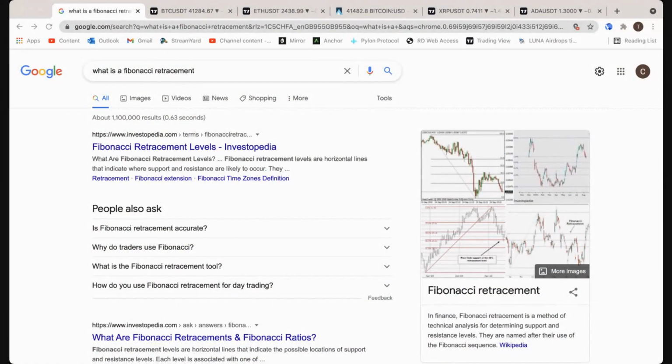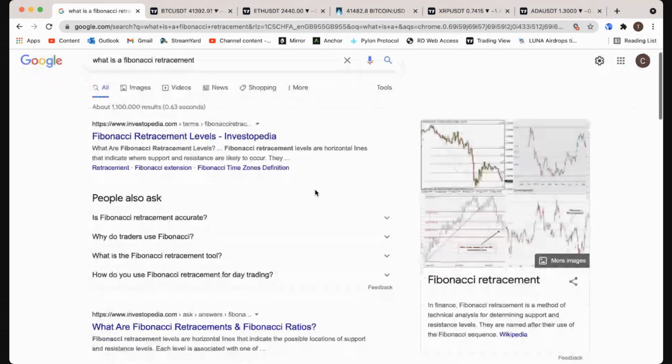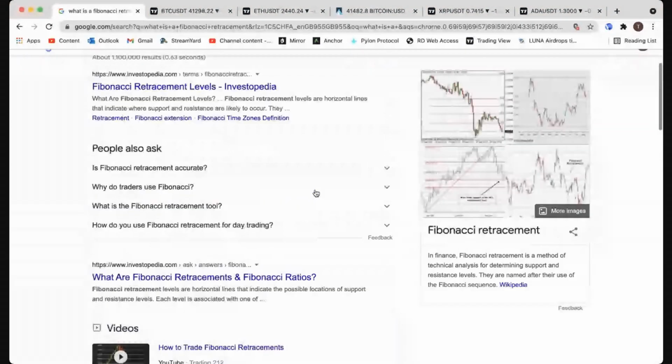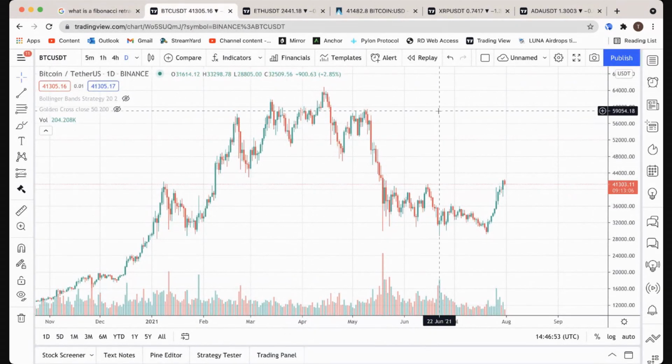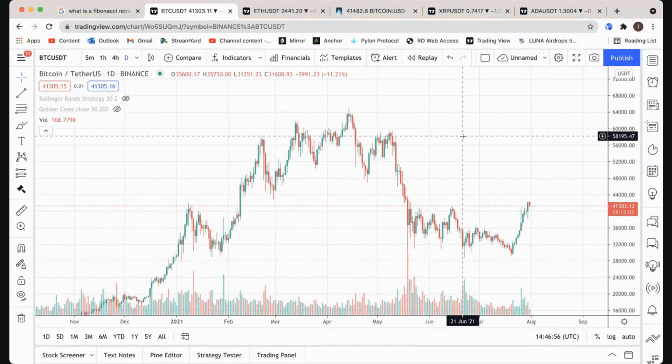First things first, guys, is for us to actually know what the Fibonacci retracement is and how to use it. It's good to understand it, and in this case, we can go to Google, have a quick look at the definitions, and then I'll show you and tell you what I believe we can get out of it as well. The Fibonacci retracement is a method of technical analysis for determining support and resistance levels. They are named after their use of the Fibonacci sequence. So ultimately, that is basically what it is. You can find good support and resistance levels when it comes to the Fibonacci retracement.